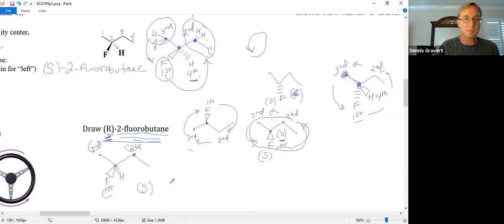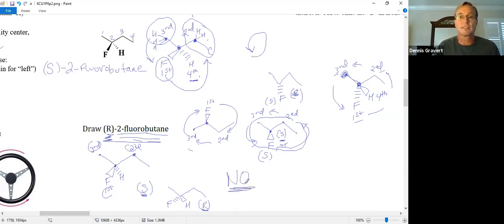So I need to flip it. To flip it means, change it, I should say. Wherever you had a wedge, make it a dash. Wherever you had the dash, make it a wedge. That's how you do it. Just do it that way. And automatically, this is going to be R, because we checked that the other configuration, fluorine on wedge, is S. So if I switch the wedge and the dash, that automatically makes the other enantiomer, R.